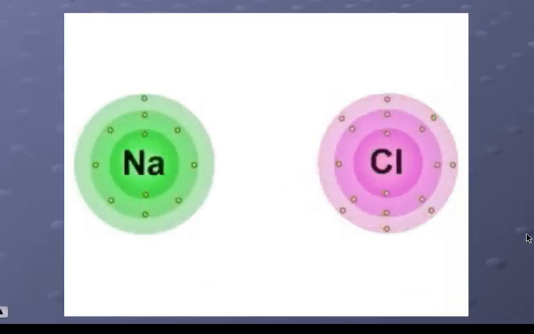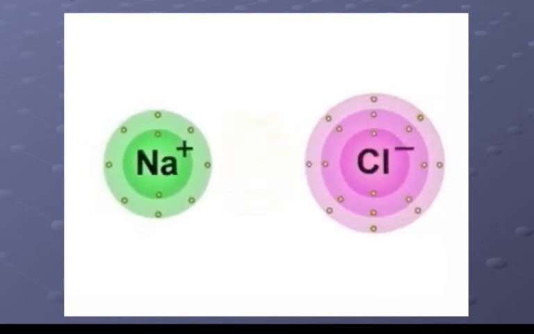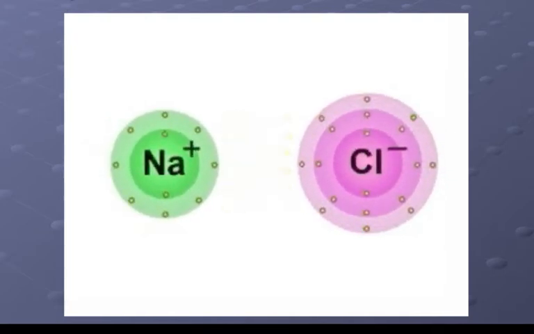Atoms such as sodium may lose electrons and become positively charged ions. Other atoms such as chlorine may gain electrons and become negatively charged ions. Depending upon their surroundings, the opposite charged ions may attract each other, thus forming an ionic bond.